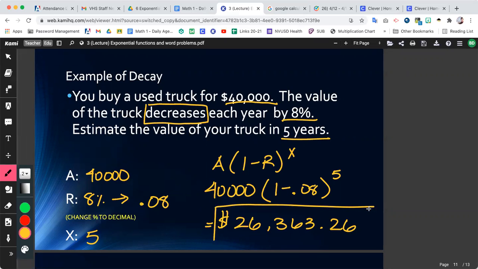Still a good amount of money, but not a very good investment, right? After 5 years, it's decreased by almost half. Many people would just say, still, it's worth a lot. It doesn't mean you can't sell it for more. It's just that's what the value would be.